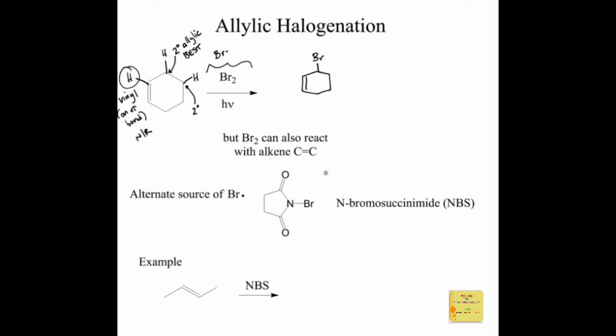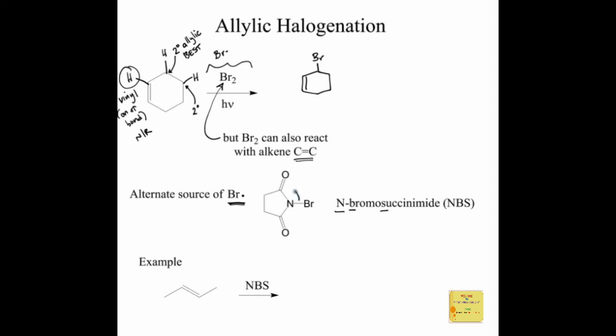The problem is that although we can have this free radical halogenation, bromine Br2 can also react with an alkene, a carbon-carbon double bond, in an addition reaction. So we would have a competition between the free radical halogenation and the addition. It would be very useful if we had another source of Br dot that was not Br2. One that is used very commonly is this structure. This is called N-bromosuccinimide, or NBS for short. And it can be used in the place of bromine.